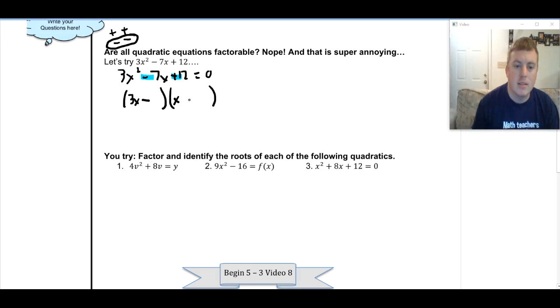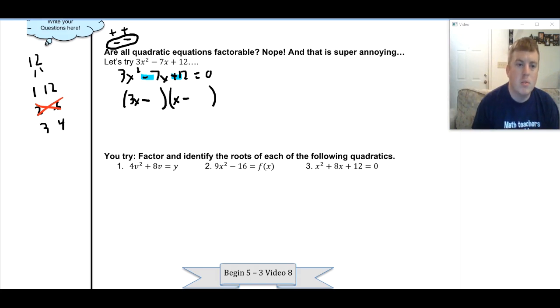So I'm going to have a minus and a minus. So the next thing that we're going to look at is the factors of 12. We could have a 1 and a 12, a 2 and a 6, and a 3 and a 4. Now remember, we talked about how we can't have a GCF within these. So 2 and 6 have a GCF, so we're not going to want to use 2 and 6. So that narrows it down to 1 and 12 and 3 and 4.